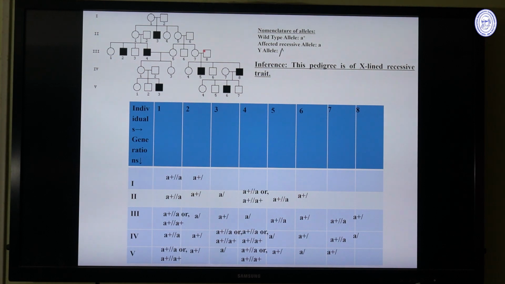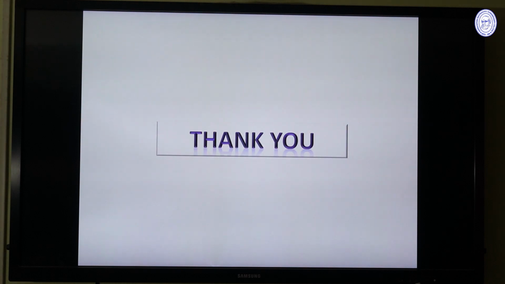by proposing it. Okay. So I think for today this is all I am about to say, and I hope that this knowledge will help you to later analyze a pedigree. Hope for the best, and I thank you.